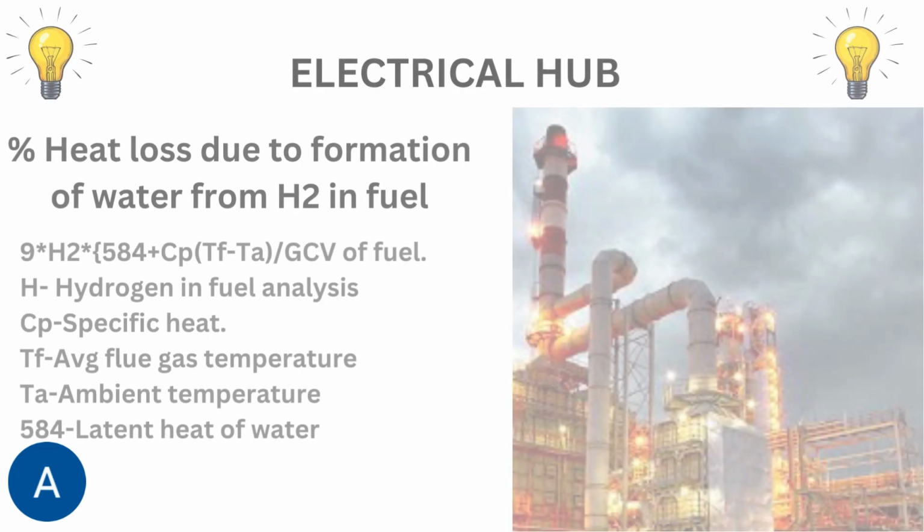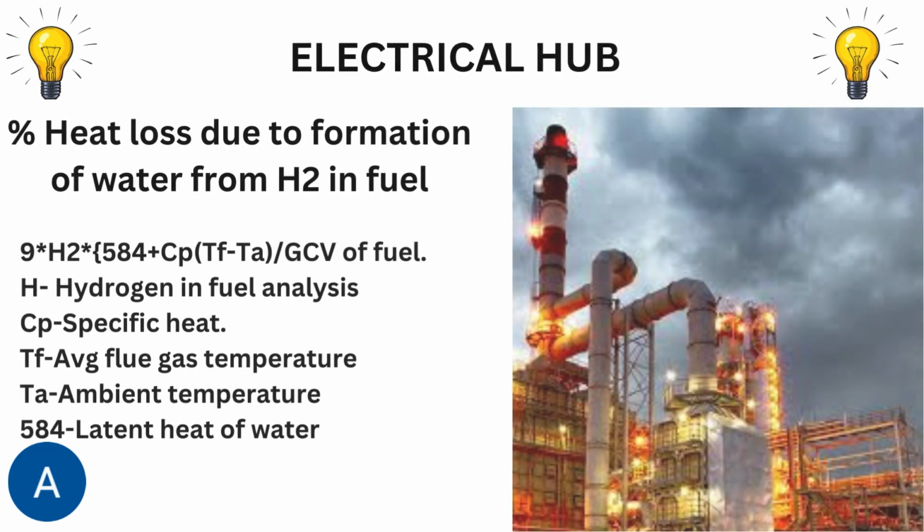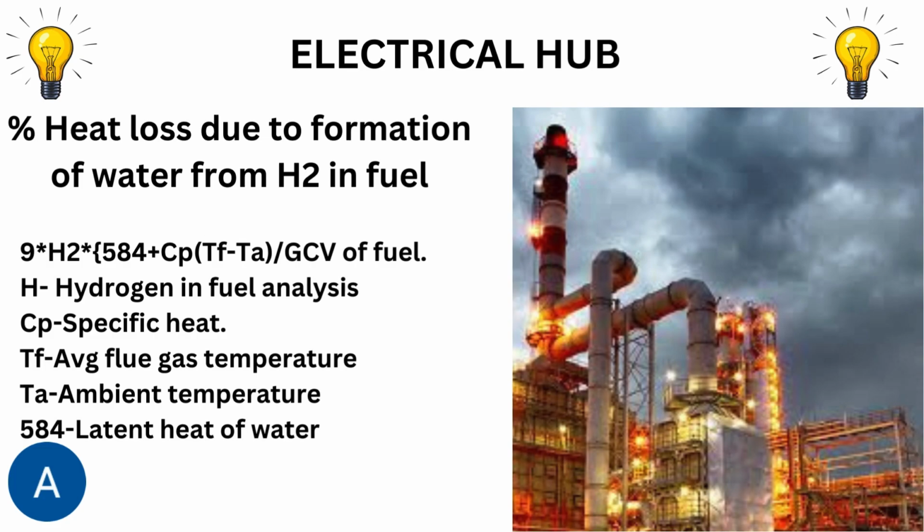Second is the percentage of the heat lost due to the formation of water from H2 in the fuel. That is 9 into H2 into (584 plus Cp into (Tf minus Ta)) by GCV of the fuel. So H2, here we know the hydrogen in the fuel analysis, Cp is the specific heat, Tf is the average flue gas temperature, Ta is the ambient temperature, and 584 is the latent heat of the water.